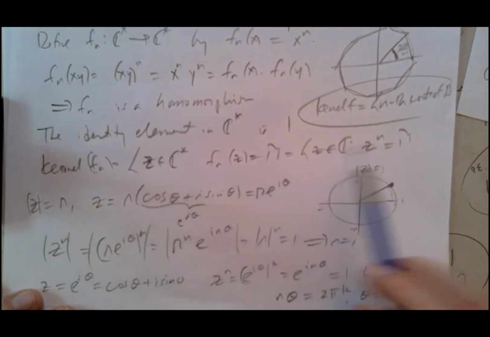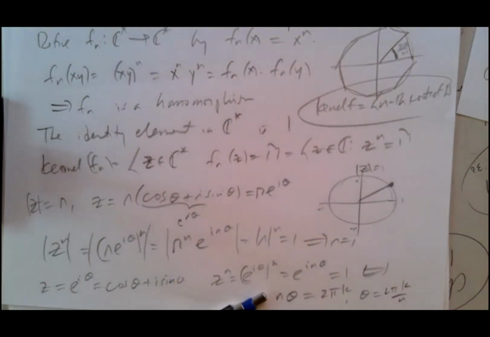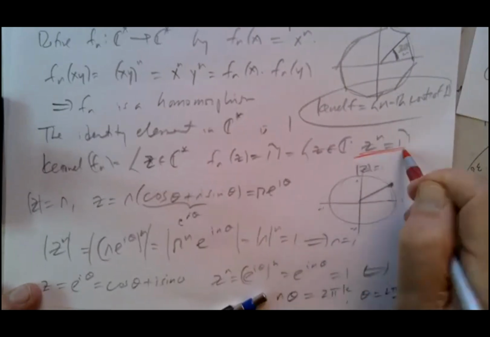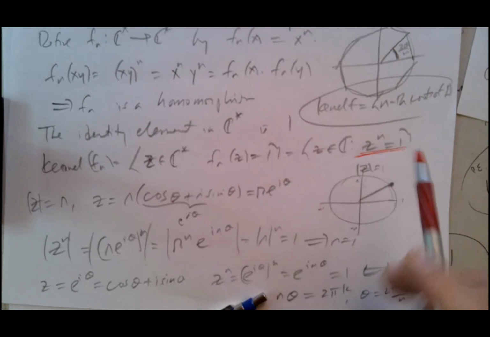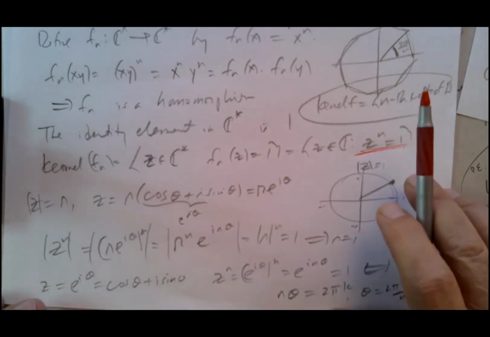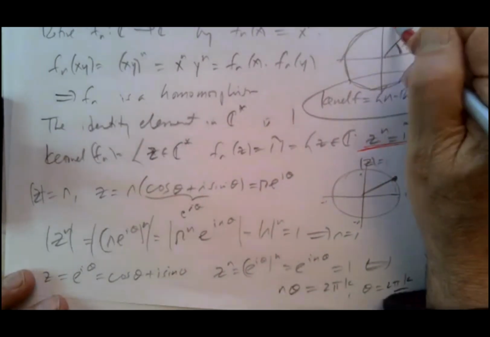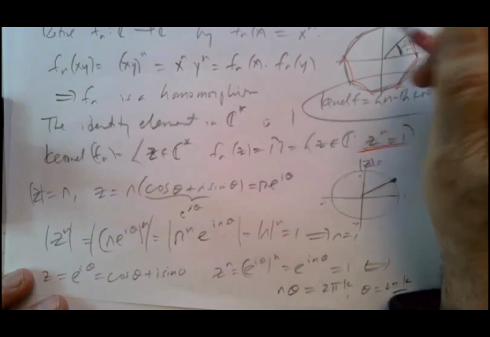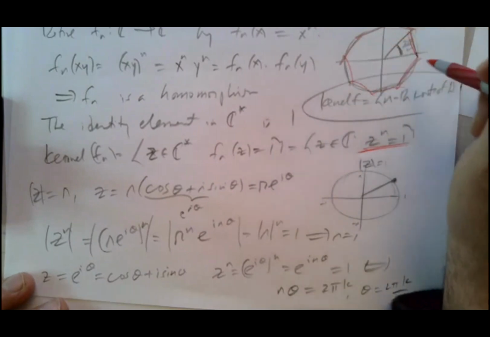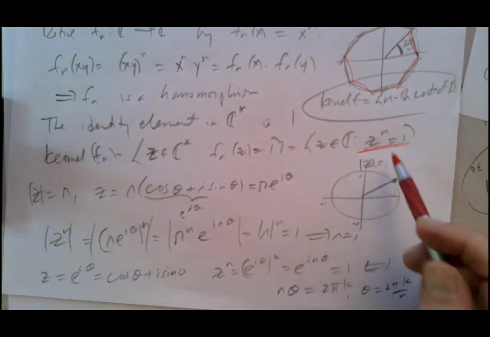It's all z, where z to the n is equal to 1. I mean, you could stop right here if you like. This is the kernel. It's all complex numbers where z to the n is equal to 1. But if you understand complex numbers, then it corresponds exactly to the vertices of this regular polygon with n sides inscribed in the unit circle. But that's what it is.